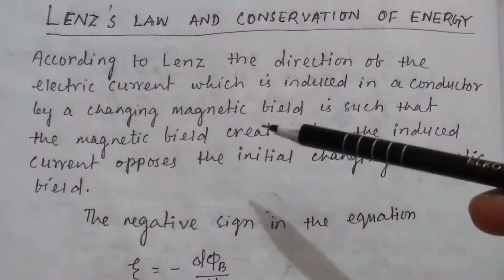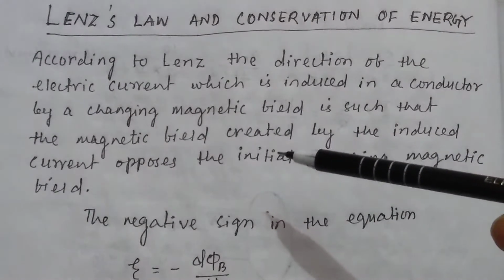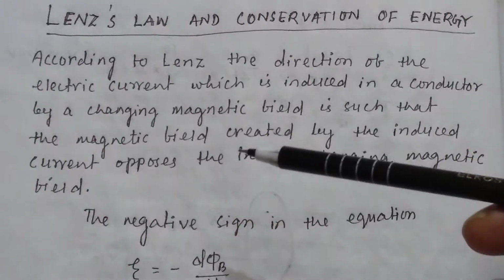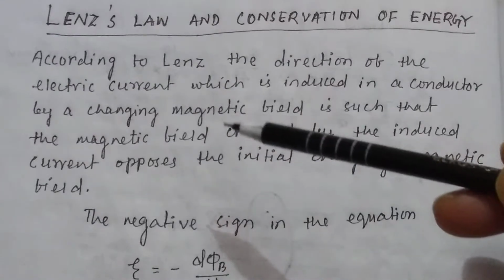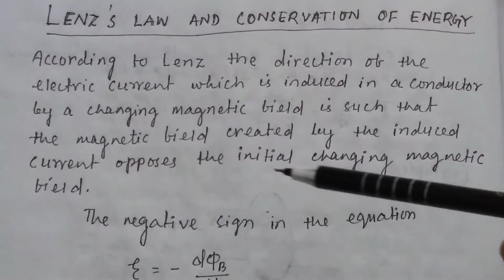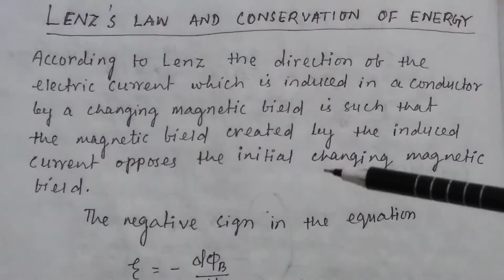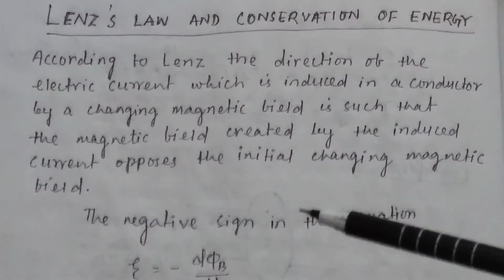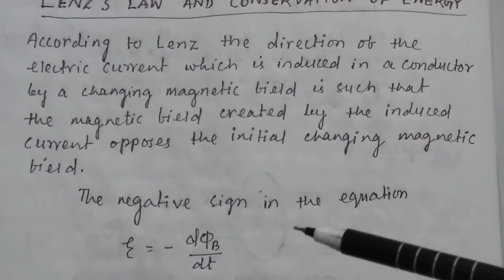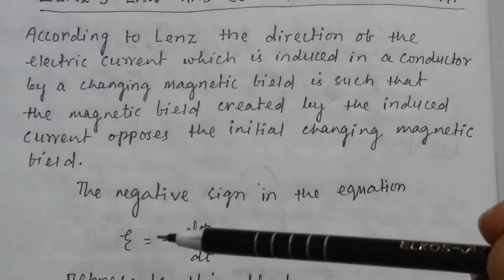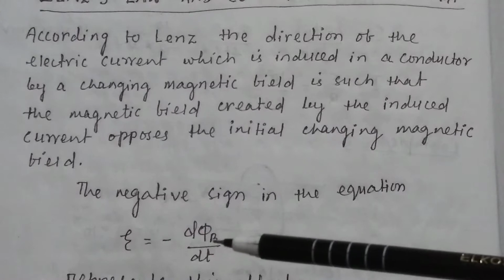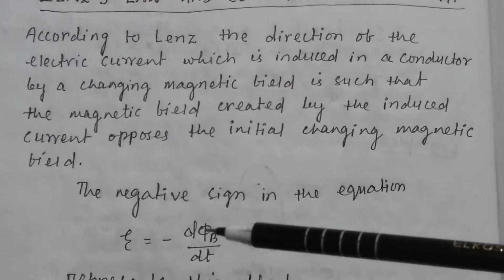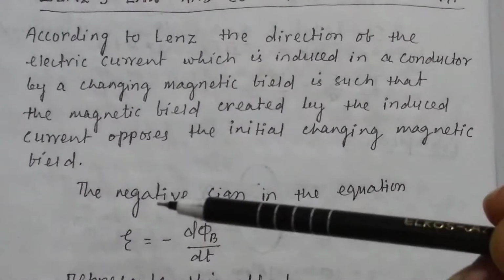So the induced current also produces a magnetic field, and the direction of the induced current is such that the magnetic field produced by the induced current will oppose the initial changing magnetic field. This is what is called Lenz's law. Lenz's law gives the negative sign in Faraday's equation, EMF equals minus d phi by dt.